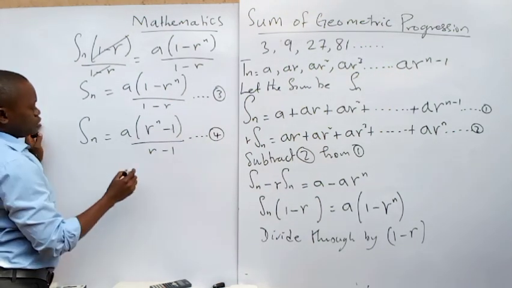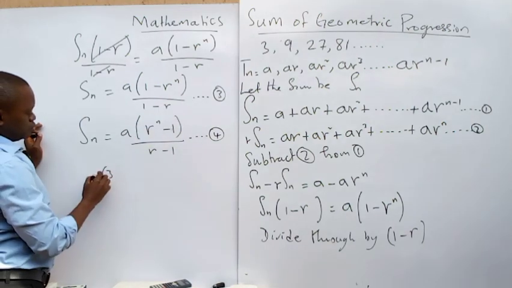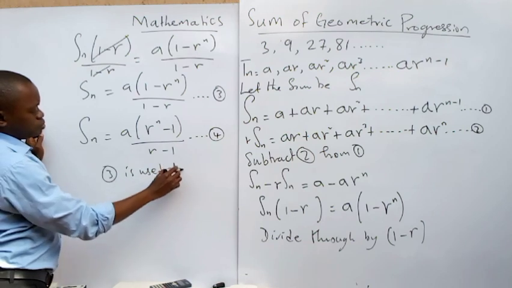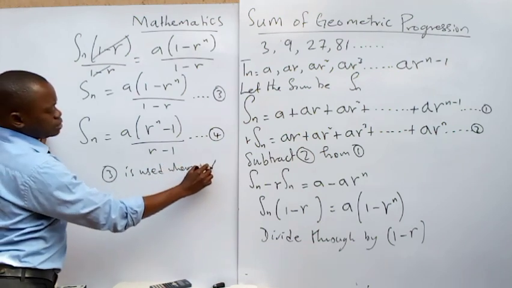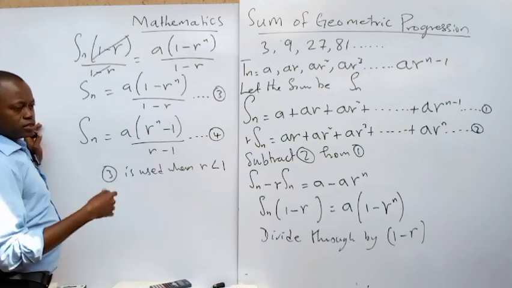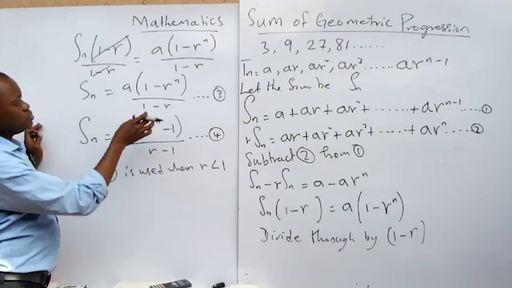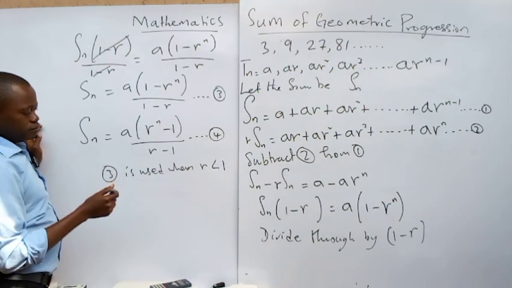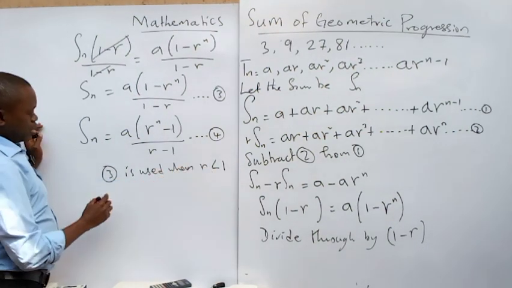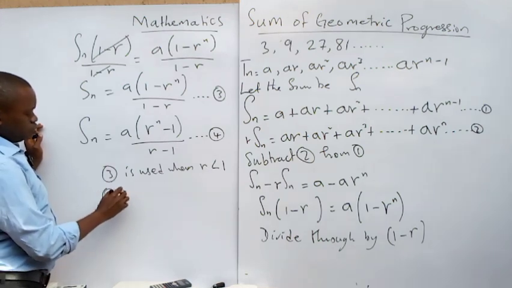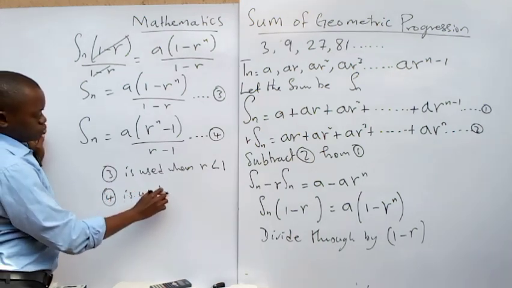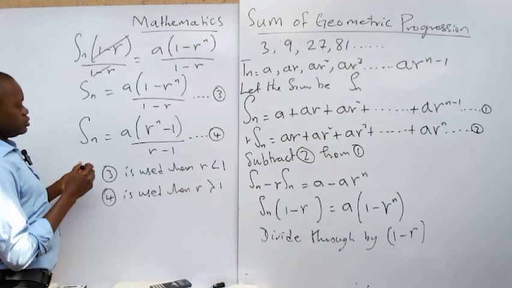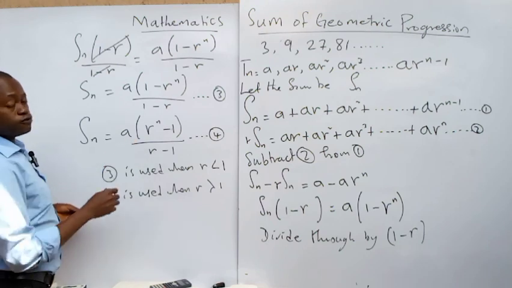This is the alternative. Now, this equation 3 is used when r is less than 1, like 0.5, 0.3, this and that. You can use this. Equation 3 is used when r is less than 1, and equation 4 is used when r is greater than 1. When r is greater than 1, you can use this equation 4.